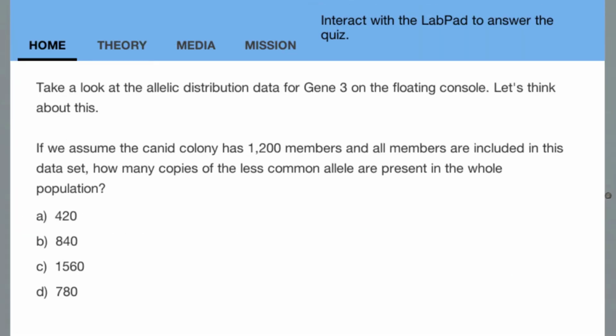Take a look at the allelic distribution data for Gene 3 on the floating console. Let's think about this. If we assume the canid colony has 1,200 members and all members are included in this data set, how many copies of the less common allele are present in the whole population?